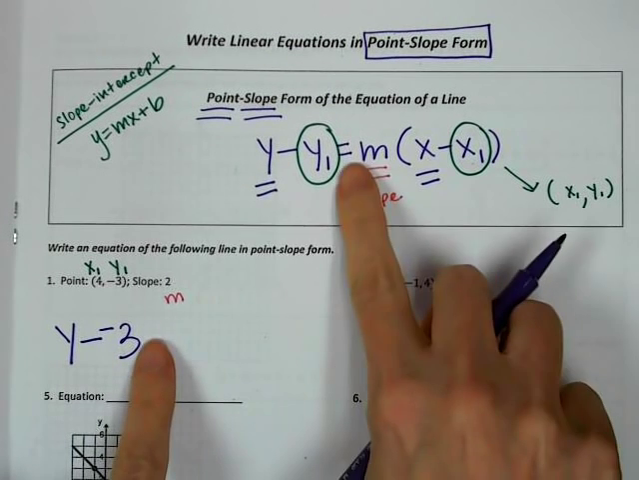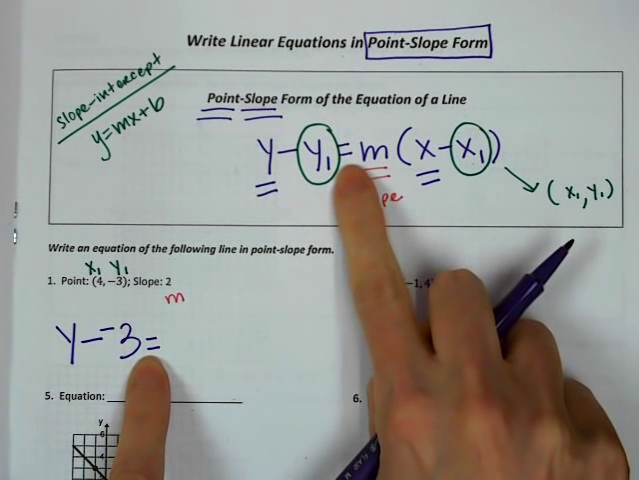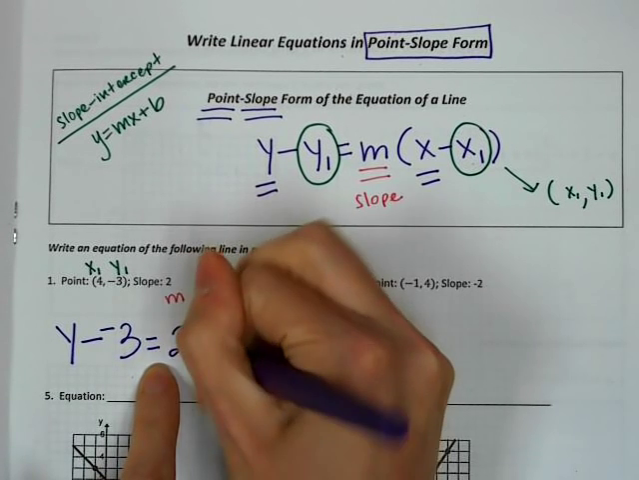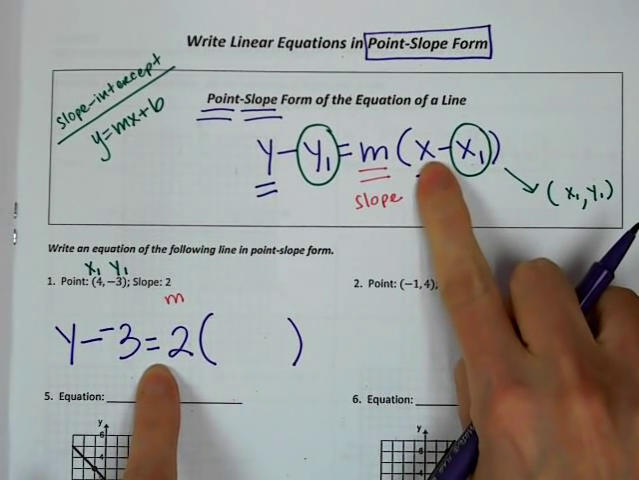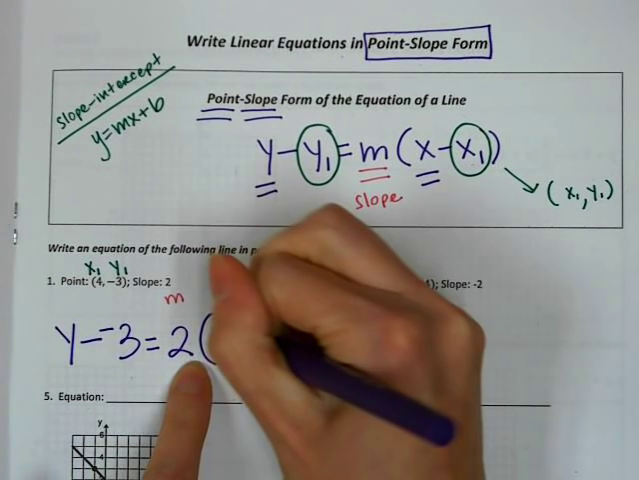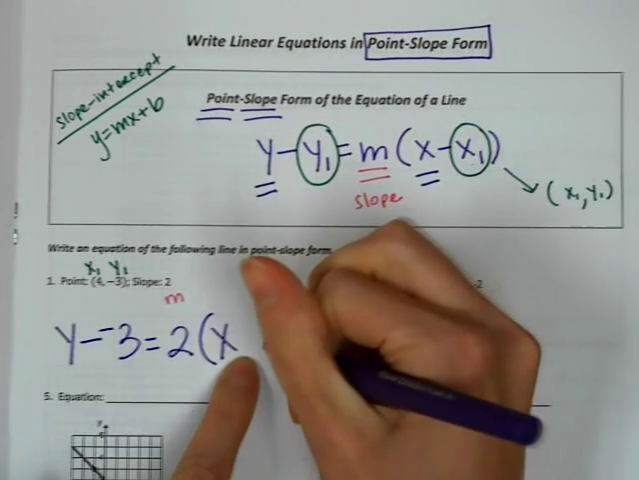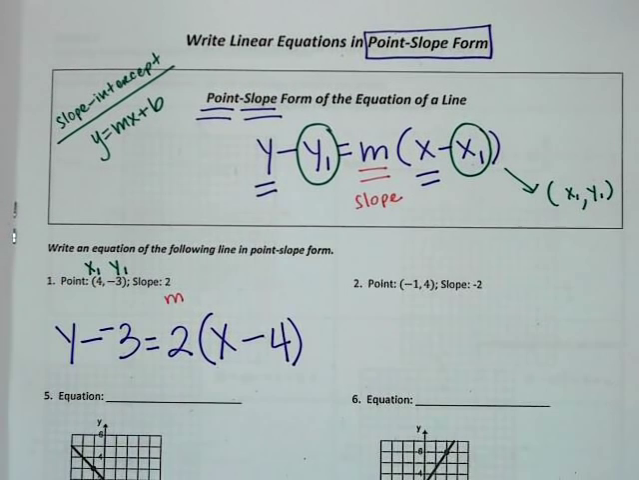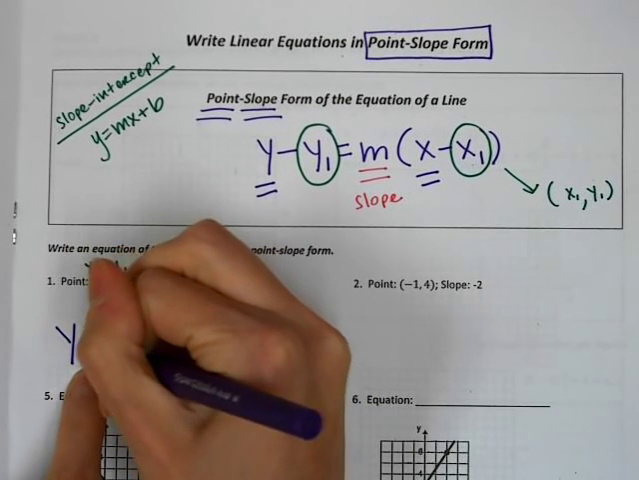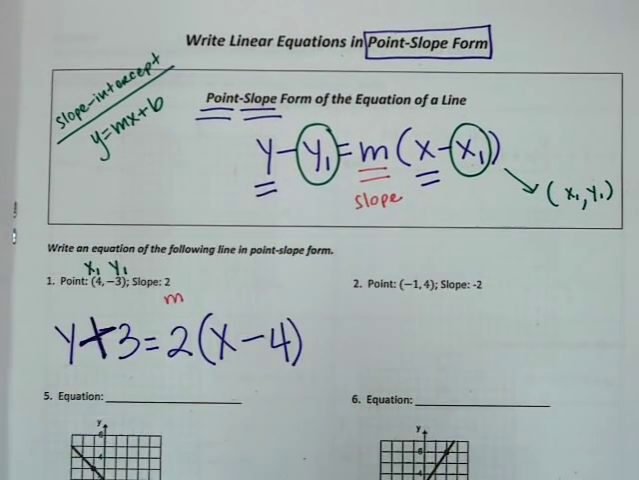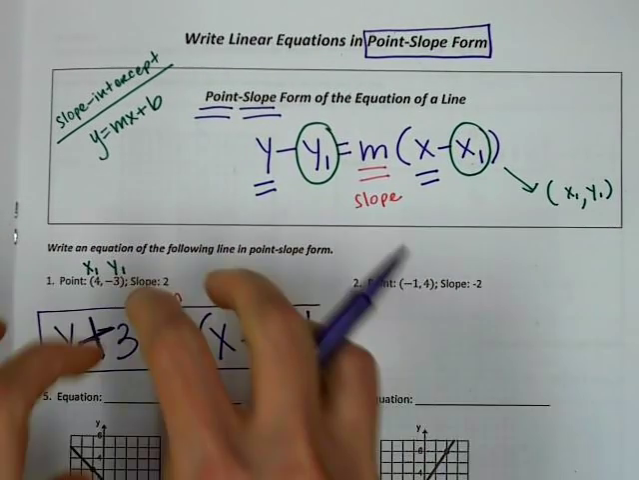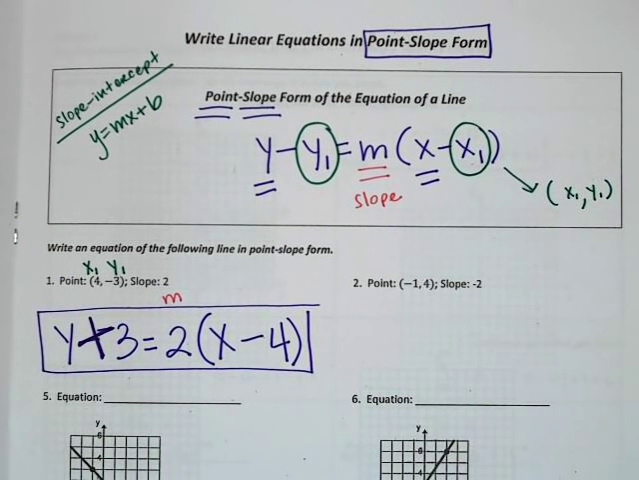Okay, and then we have an equal sign. And then we have the m, which is the slope, which in this problem is 2. And then we have a big parenthesis. x is just the letter x, and then we have a minus sign. x1 is 4. Okay, that's your answer. Now, minus a minus, if you want, you can make it a big plus. So that is our final answer. Really easy, you're just plugging stuff into the formula.